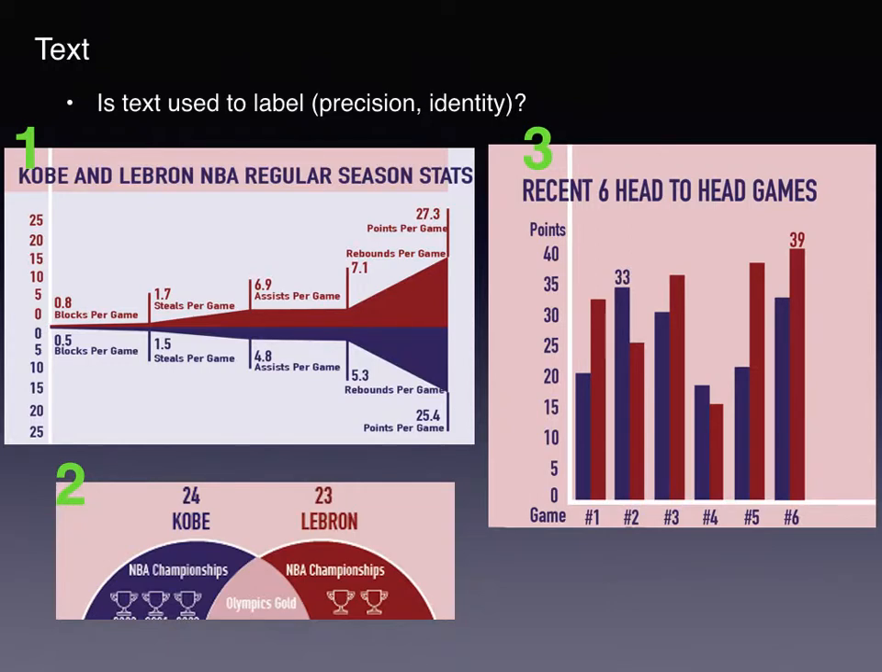Is text used to label precision identity? Yes. In the first display, I used text to label Kobe and LeBron's season stats. In the second display on the bottom, I label Kobe and LeBron for my Venn diagram to indicate which is which. In the third display on the right hand, I label the number of games on the x-axis and the points on the y-axis.